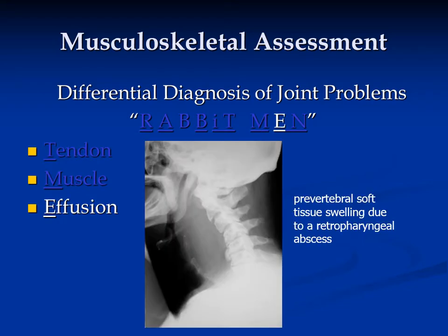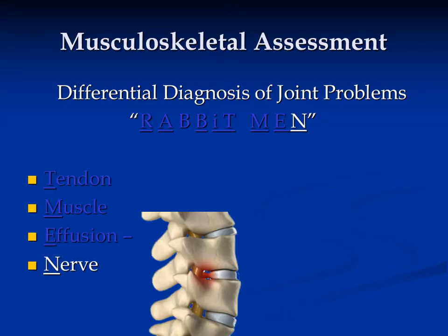Is there an effusion, as in this paravertebral soft tissue swelling due to a retropharyngeal abscess? Is it a nerve problem? It's very important that we use this RABBIT-MEN mnemonic in every instance of our differential diagnosis of joint problems.